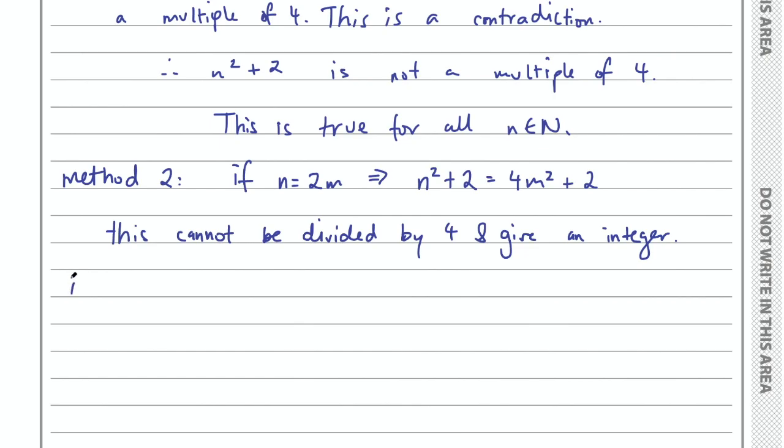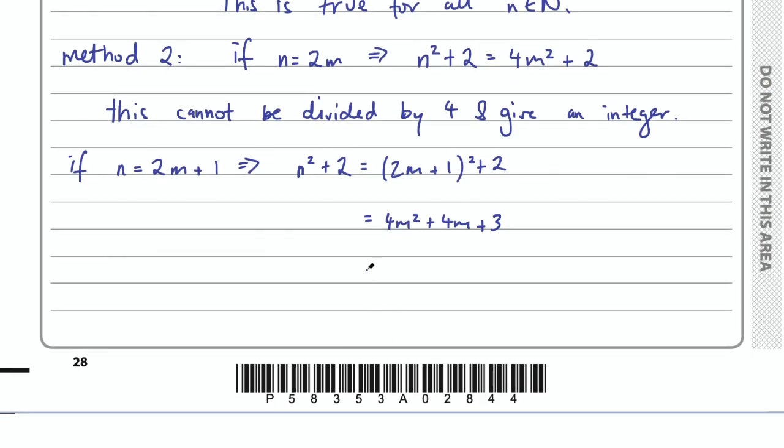Let's say if n is odd, so 2m plus 1, then we would have n squared plus 2 equal to 2m plus 1 all squared plus 2. Expanding this out, we'd get 4m squared plus 4m plus 1 plus 2, which would be 3. And then if you factorize a 4 there, we would have 4 times m squared plus m, plus 3.